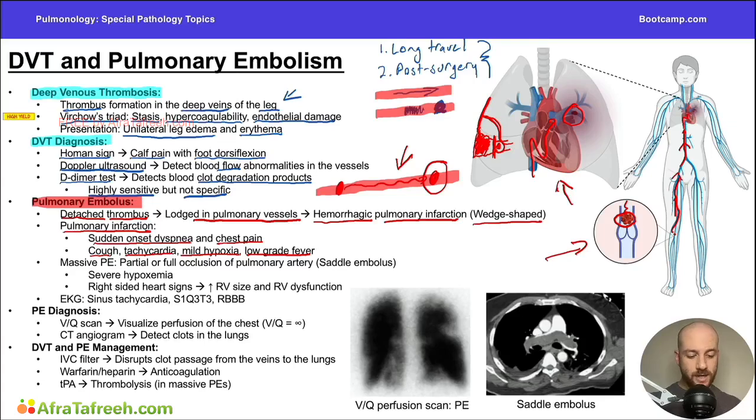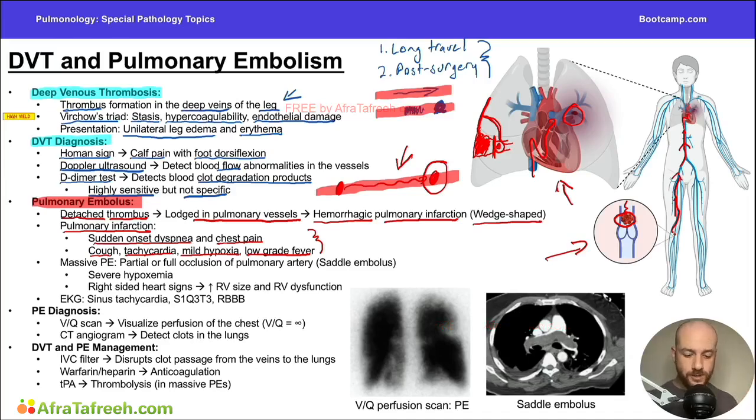Now, it's to note that these presentations here are classic for boards questions, but it's also classic for a large pulmonary embolism. Whereas if the pulmonary embolism is very small and not that much tissue is infarcted, the patient may actually be completely asymptomatic, and maybe the only presenting sign will be something like tachycardia. So it's just to note that depending on the size of the clot will determine the clinical severity.